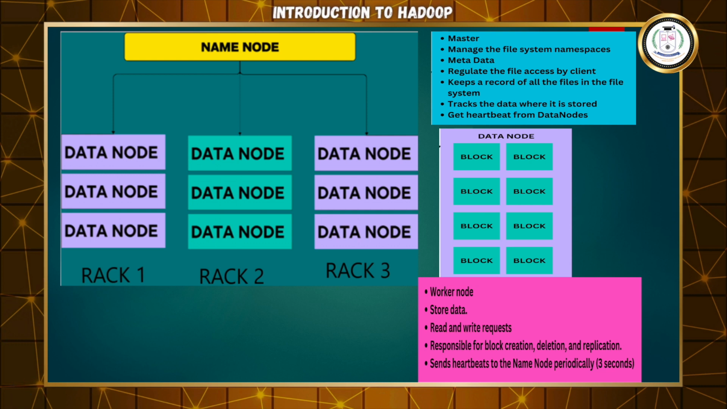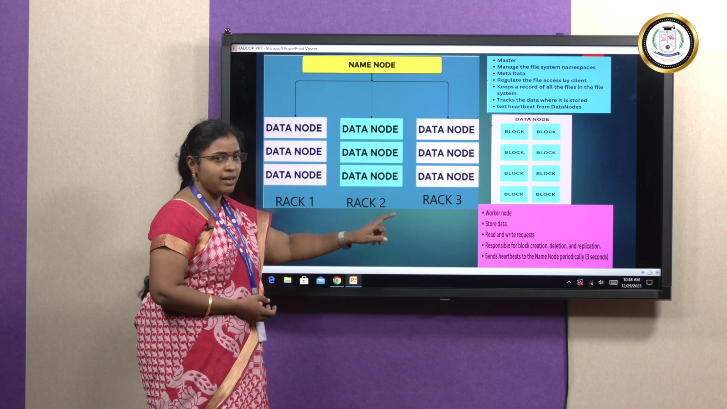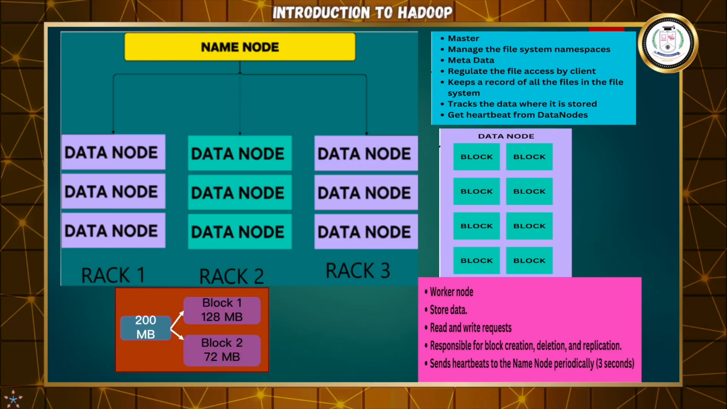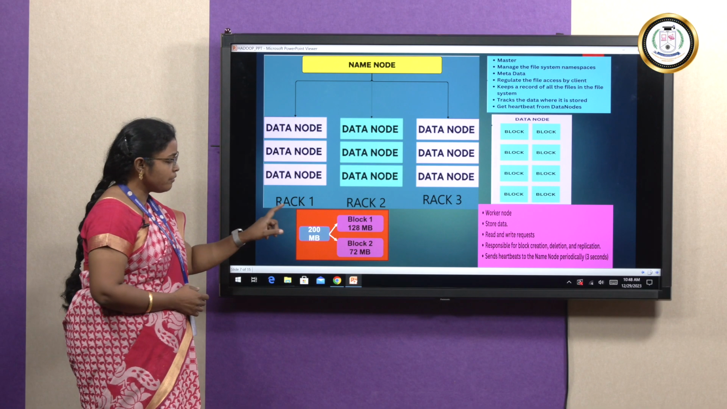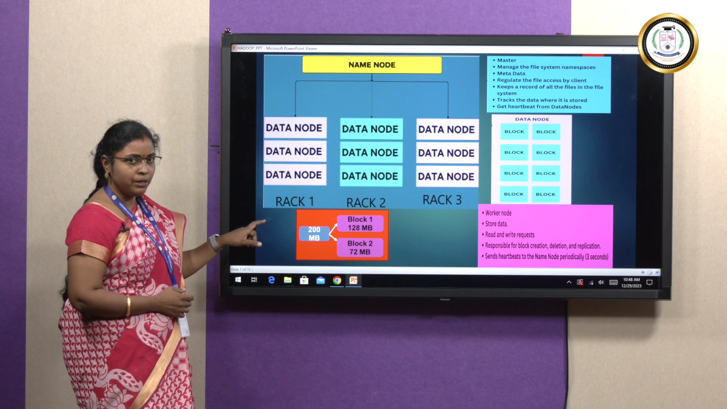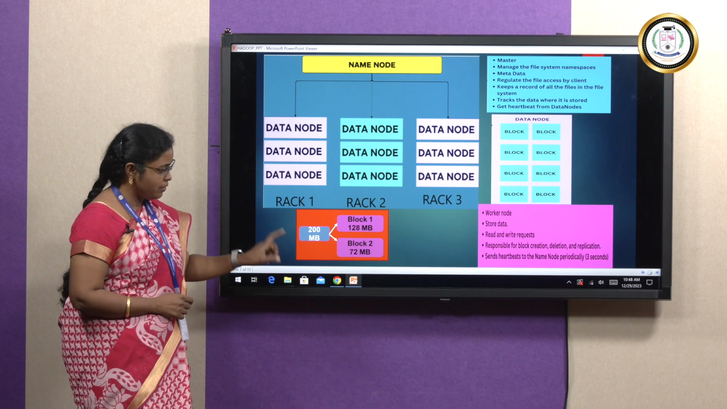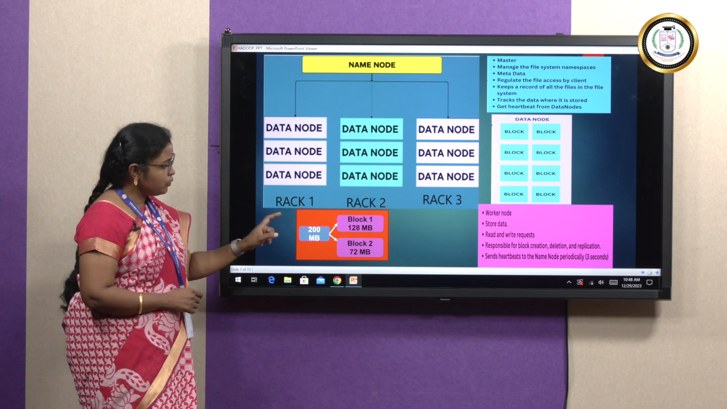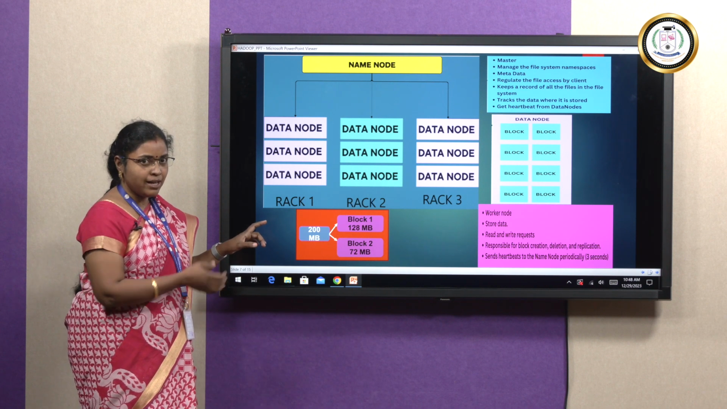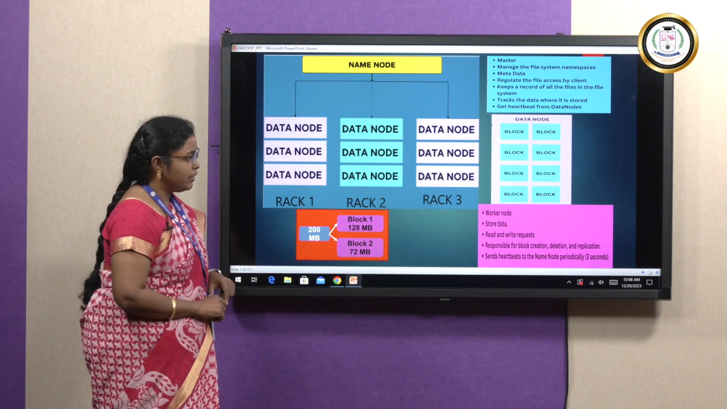and performs the read and write requests from the client, and is responsible for block creation, deletion and replication. How does it create blocks? Suppose your file size is 200 MB and we support 128 MB for a particular block. Then the 200 MB will be divided into two blocks: one is 128 MB, another one is 72 MB. So two blocks are created as per the instruction given by the name node.